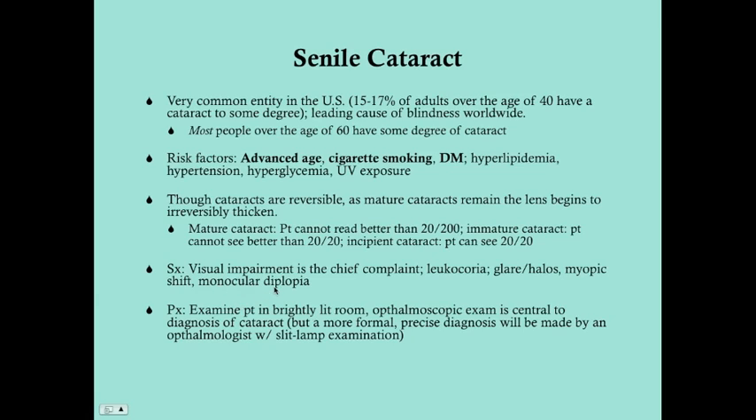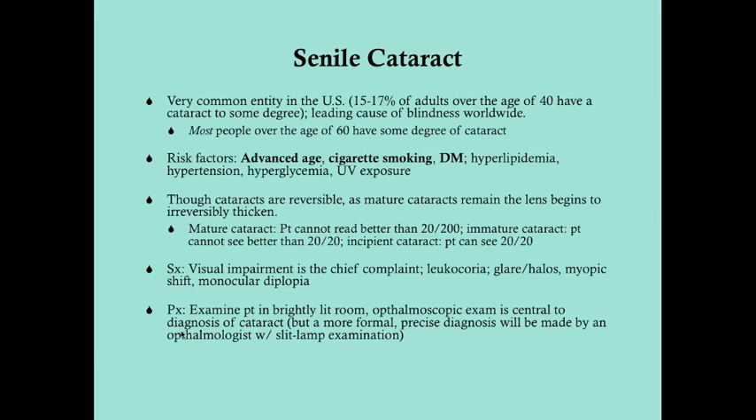And then monocular diplopia is simply diplopia, double vision, that doesn't go away when you cover one eye. So they'll have double vision. Usually when you cover one eye, the double vision should go away, like for instance in strabismus. But with monocular diplopia, that won't go away. You'll continue to have double vision.